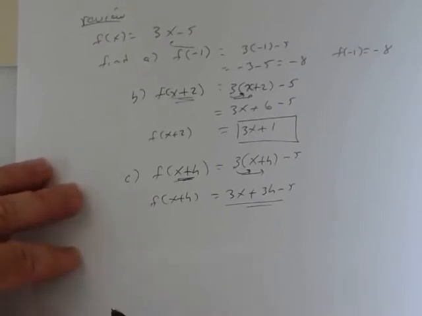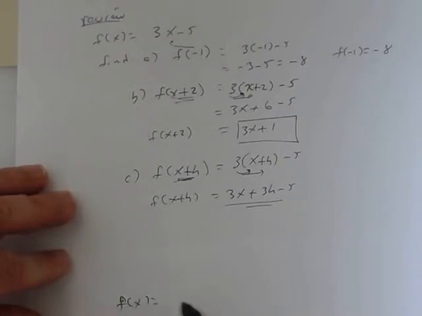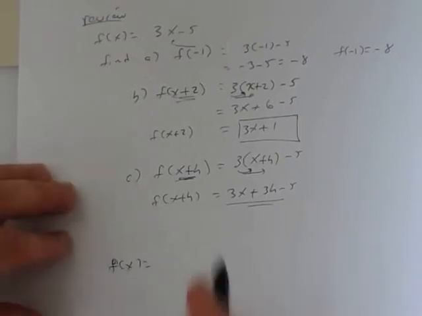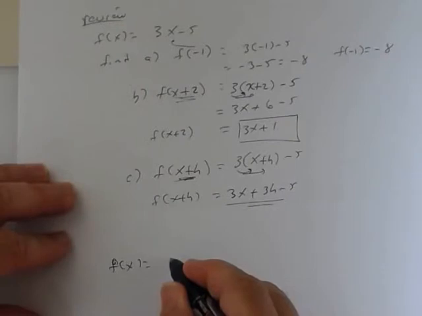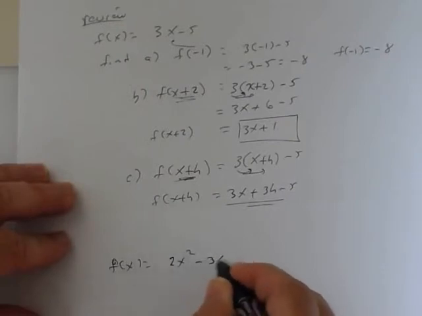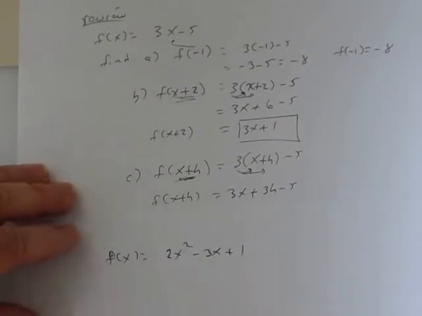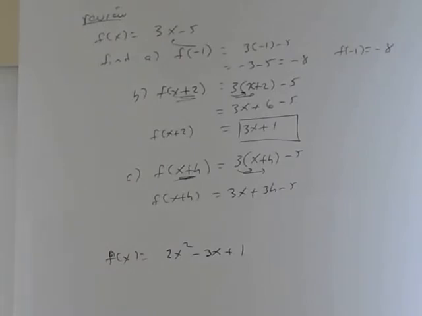All right, now watch this one. Now you got to be careful with the quadratic. Let's suppose f of x is 2x squared minus 3x plus 1. So that's going to be a little bit more work. You got to be careful with your algebra.